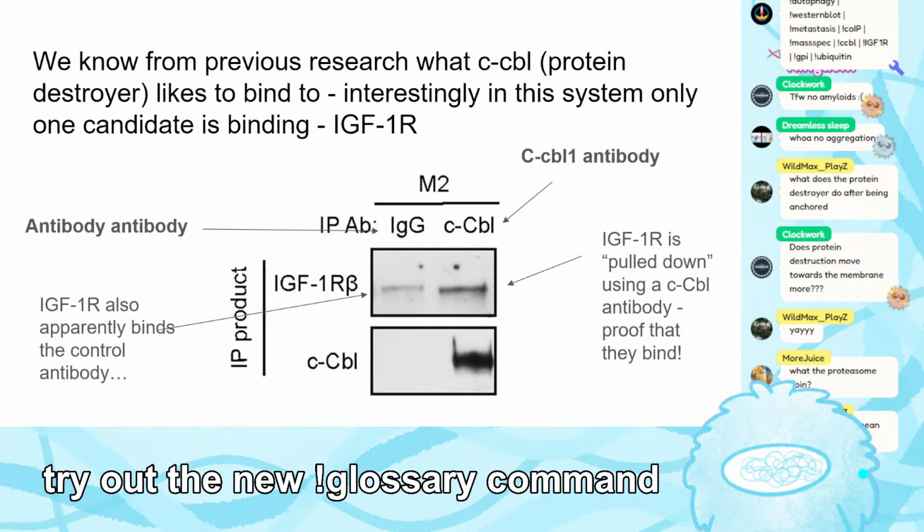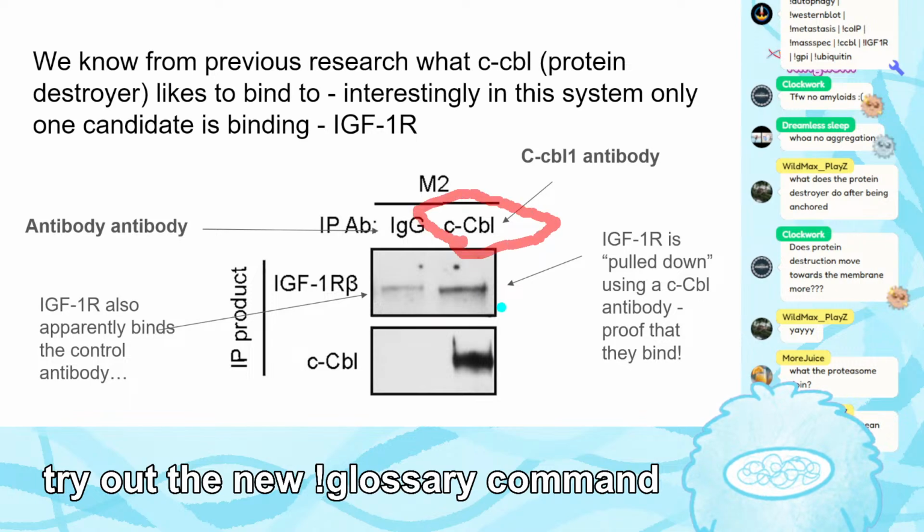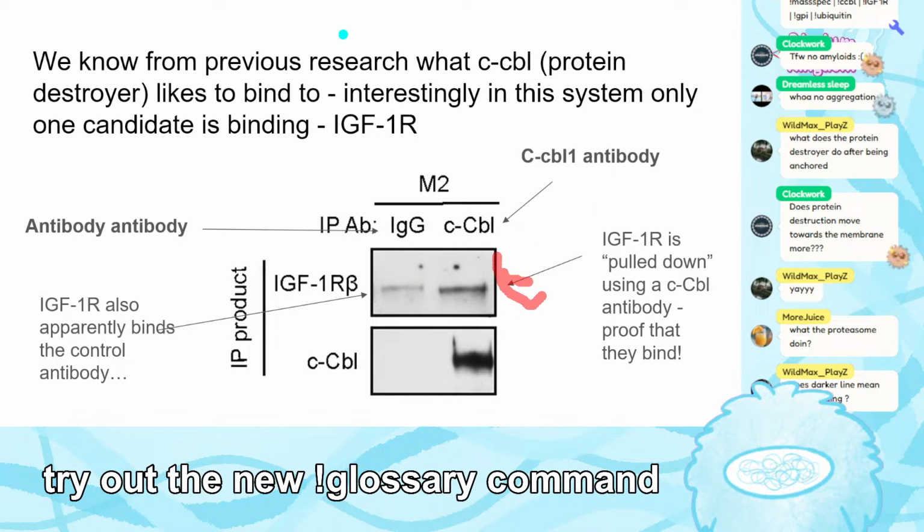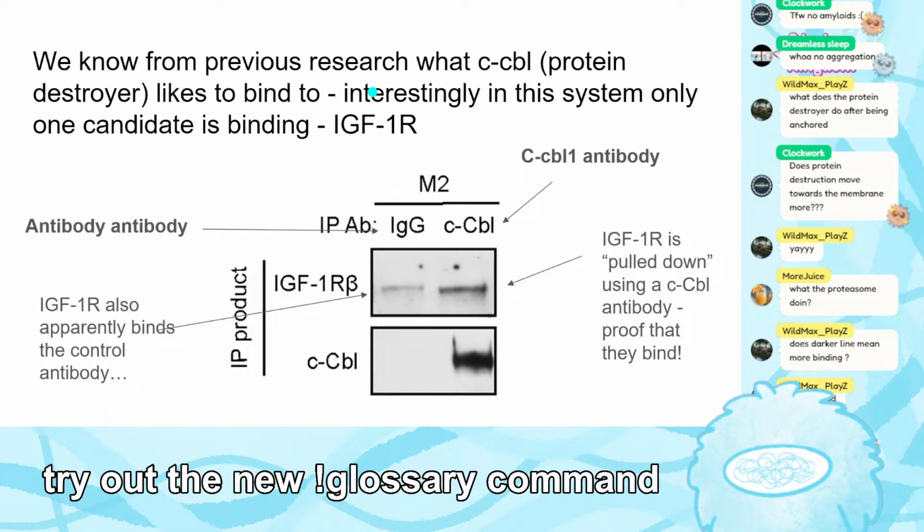I might not go back into it entirely, but in this case, all you need to know is that the darker the band is, the more protein is present. And the way the experiment is set up is that we are using these antibodies, so this antibody and this antibody, as fishing rods. This is a fishing rod that is specific for the protein destroyer, CBL. And when you use that fishing rod, you also fish out the IGF-1 receptor.